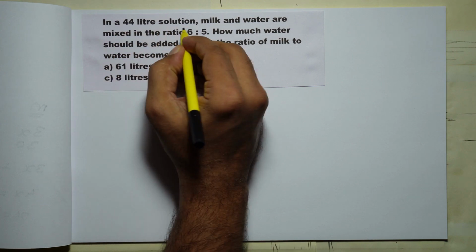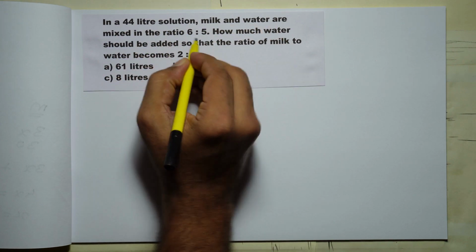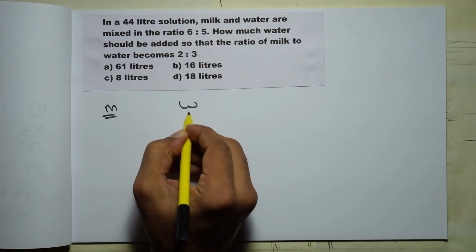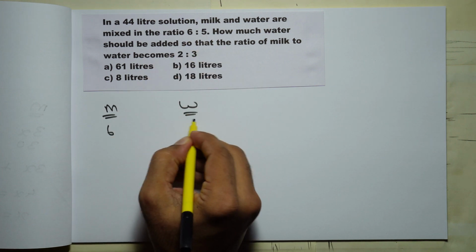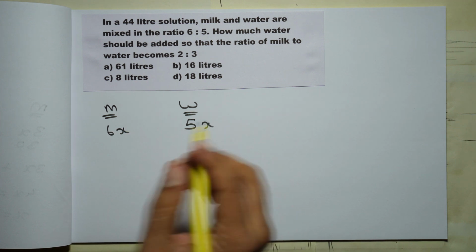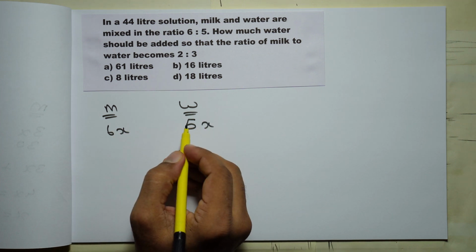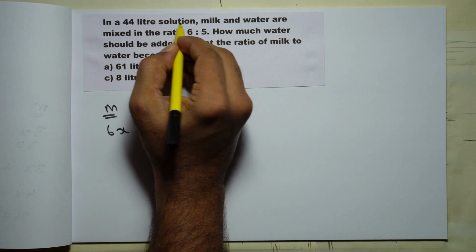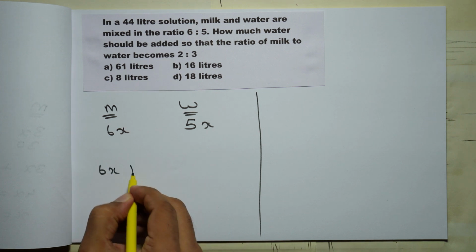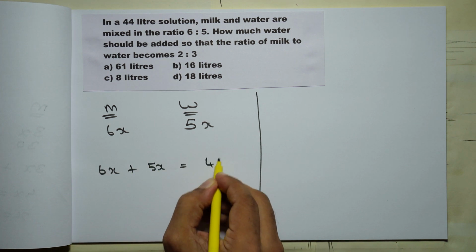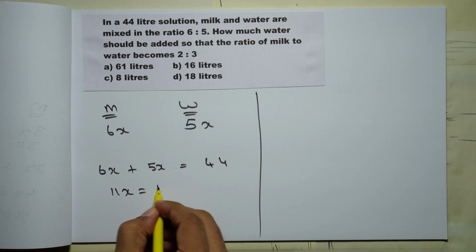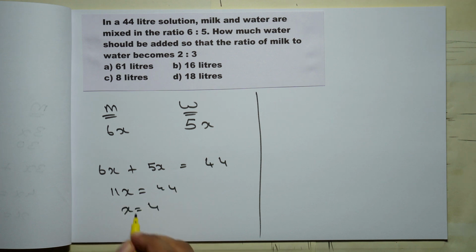In a 44 liter solution, milk and water are mixed in the ratio 6:5. So you have milk and water mixed in the ratio 6:5. So we will take their actual values as 6x and 5x, so that the ratio 6:5 is maintained. Now altogether 44 liters are there, so we'll form the equation. The amount of milk is 6x plus the amount of water is 5x, and that total is 44 liters. So 6x plus 5x, 11x, is equal to 44, or x is equal to 4.